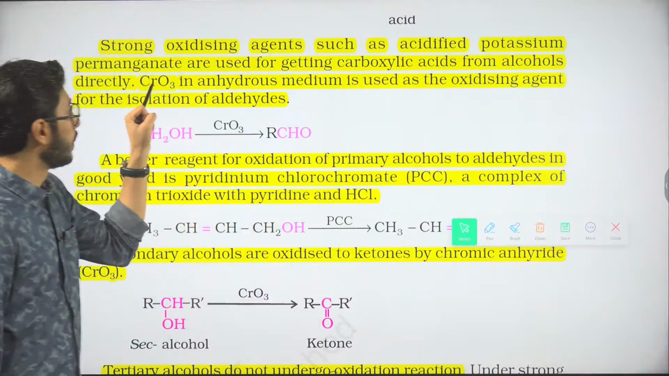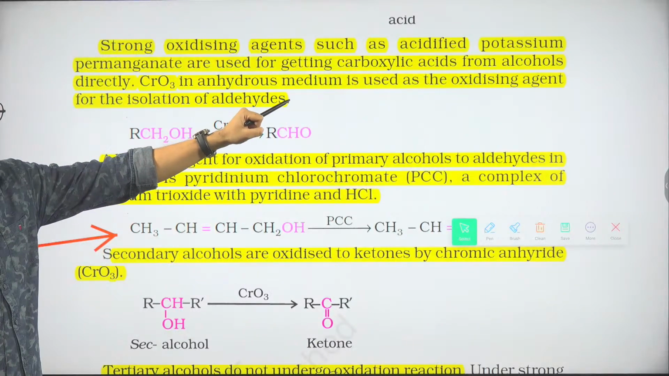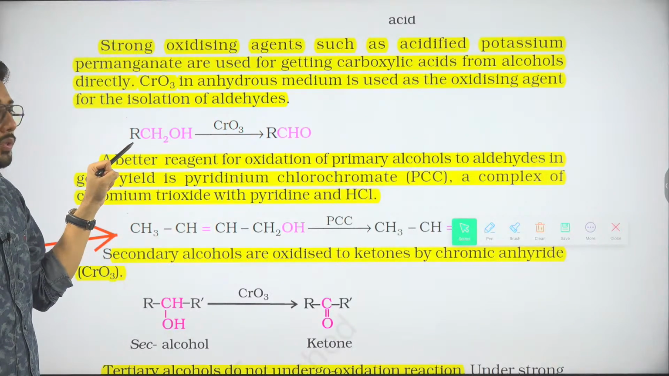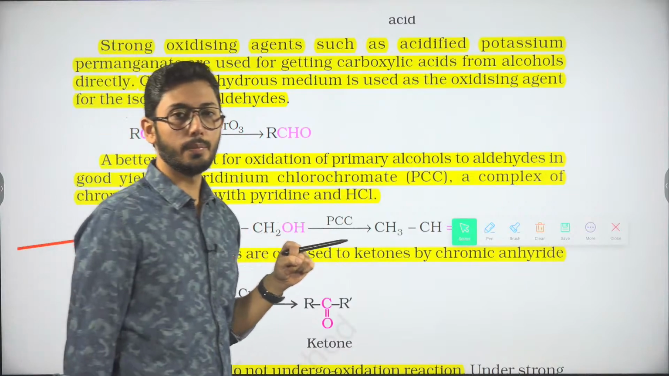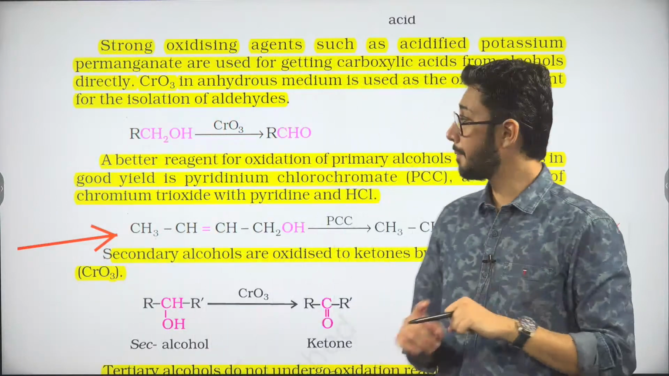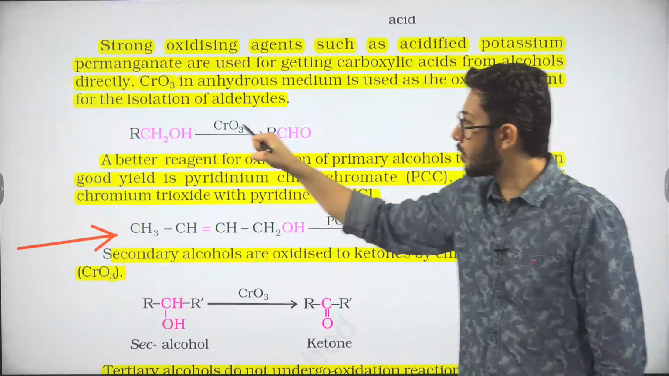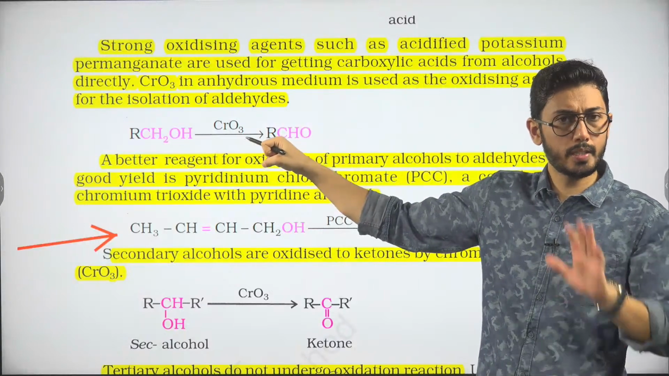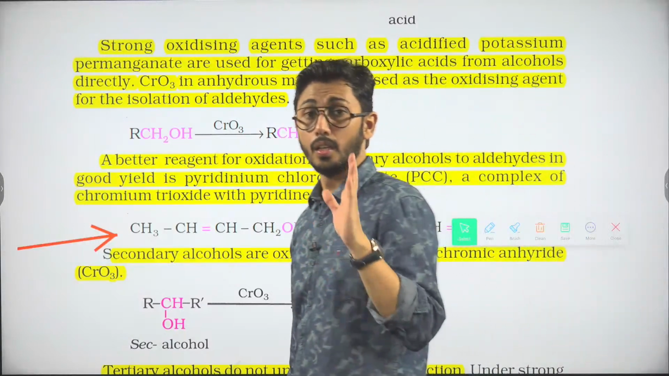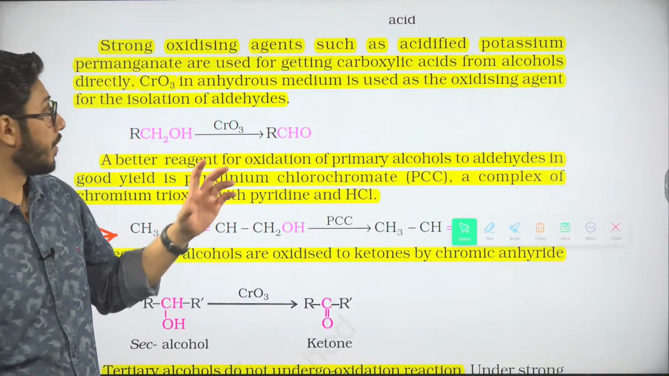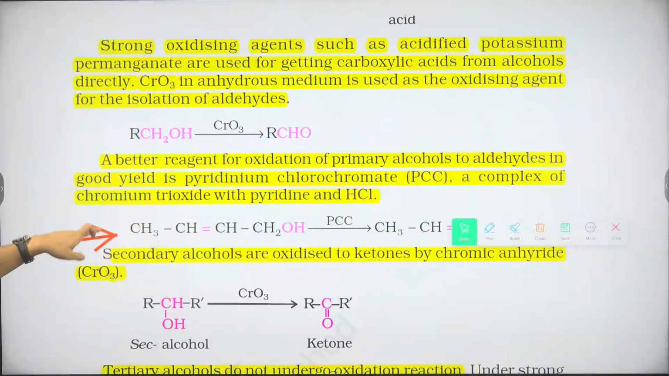Important is CrO3 in anhydrous medium, which is also useful, but it will stop the reaction at which stage? Aldehyde stage. So what is given? RCH2OH and only CrO3 mentioned. If CrO3 is mentioned, it means anhydrous. Then it is converting up to which stage? RCHO.